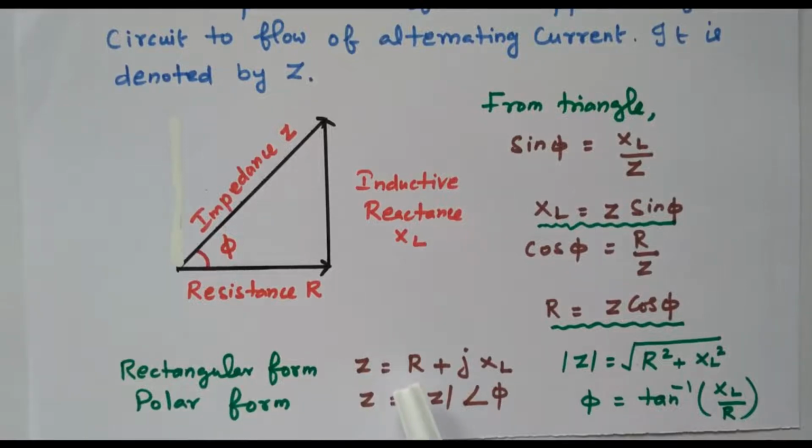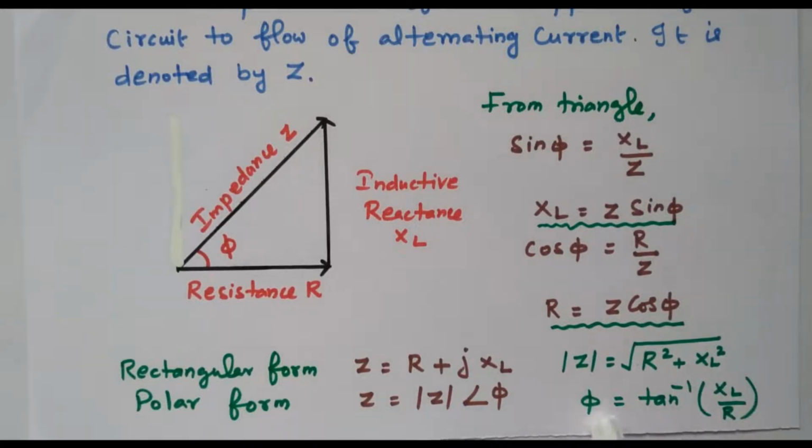So impedance is R plus jXL, that we already discussed. R plus jXL is the impedance in rectangular form. Then modulus Z angle phi is the polar form. How will you find this modulus of Z, the magnitude? That is square root of R square plus XL square.